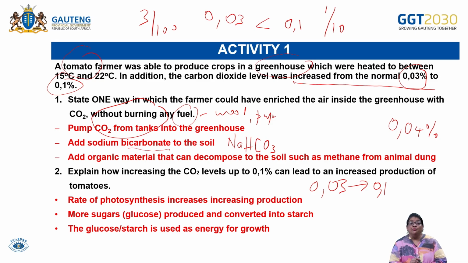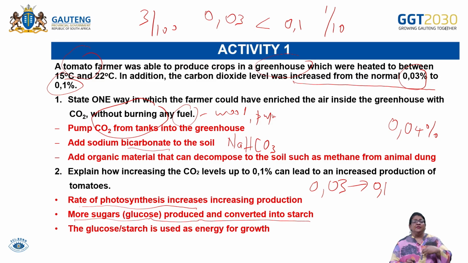So how does it cause more tomatoes to be produced from this one greenhouse? First of all, the increase in CO2 will cause the rate of photosynthesis to increase. Higher photosynthesis, more starch, more glucose, more fruits are produced. Tomato is regarded to be a fruit. More sugars or glucose produced converted into starch. So all that glucose or food will be converted into starch and stored in the tomatoes. But tomatoes don't have starch. They are normally sweeter, so they have fructose or glucose that is stored. But it's a result of photosynthesis.